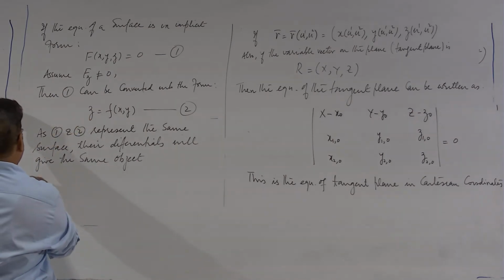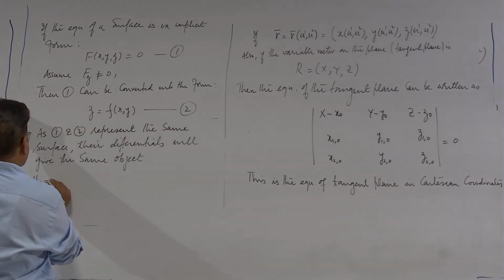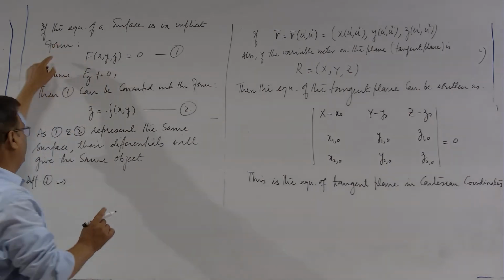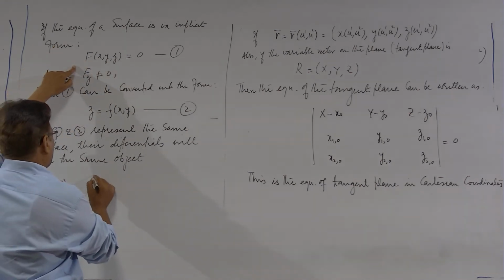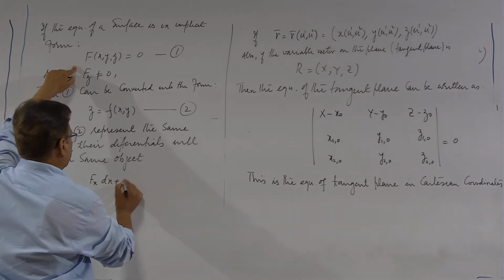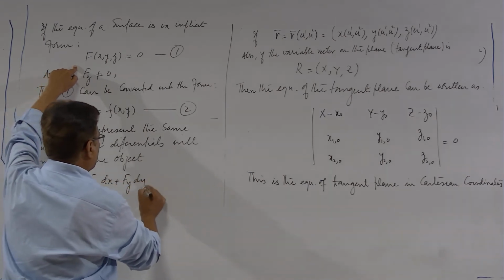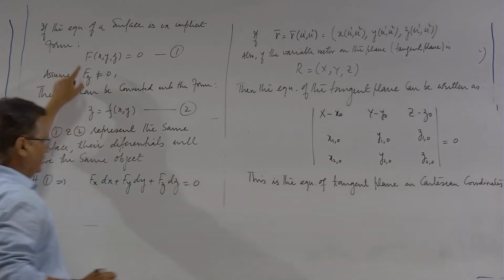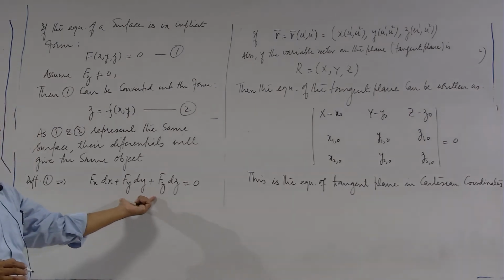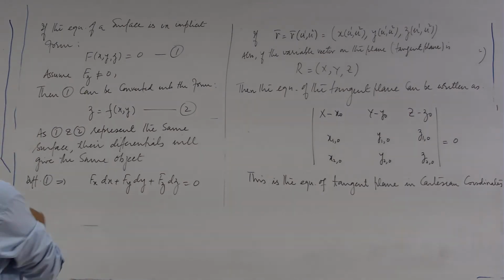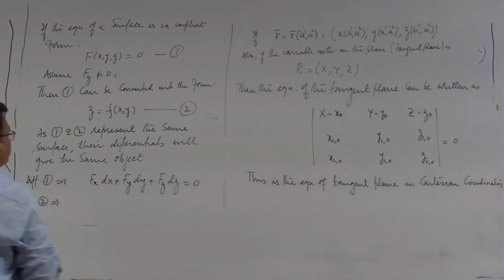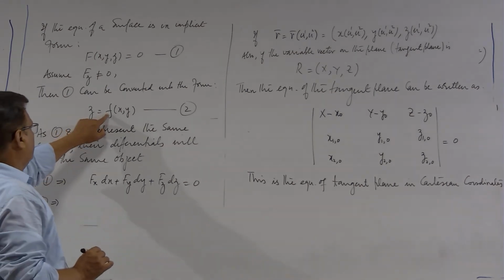So, differentiating 1 will give me dF equal to 0. Since F is 0, dF will be 0, and dF is F_x dx plus F_y dy plus F_z dz equal to 0. The left side is dF, and differentiation of 2 will give you dz equal to dz.